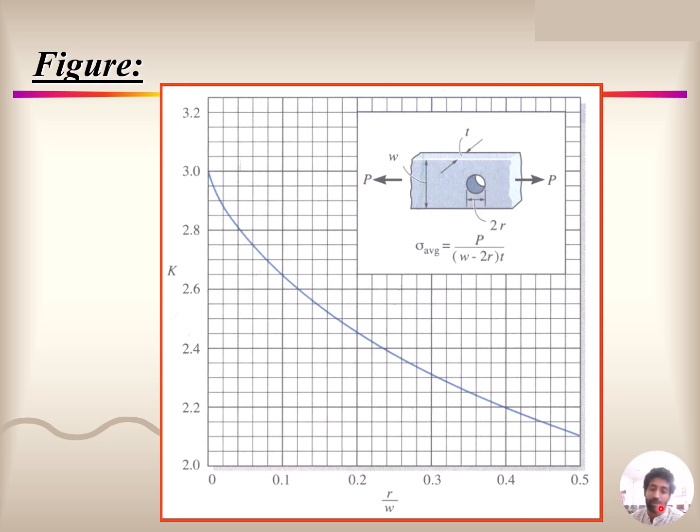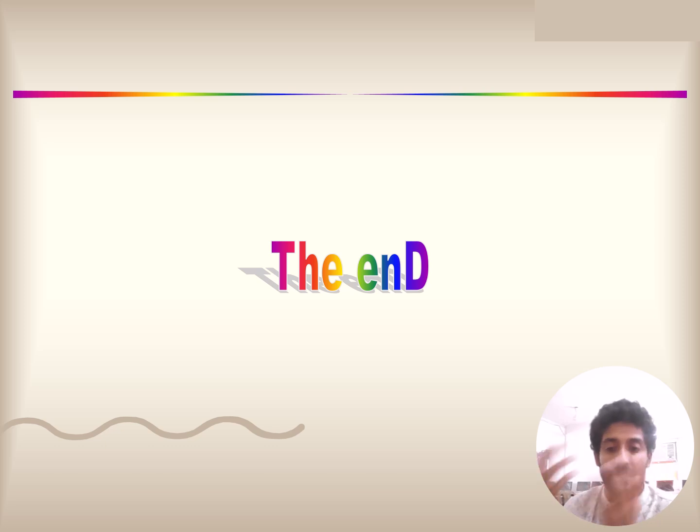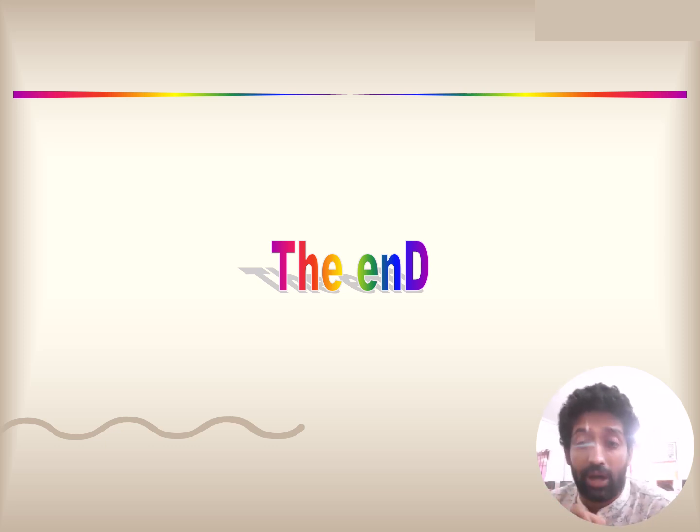Now here there is only one curve. You don't have to look at several curves. You just need to find the value of r by w, where r is the radius of this hole and w is the width of this section. From that, you find where it strikes. Similarly, we have graphs for other sections also, which will be present in your book, like V.B. Bhandari, where you can see there are many sections and many ways you can find out your stress concentration.